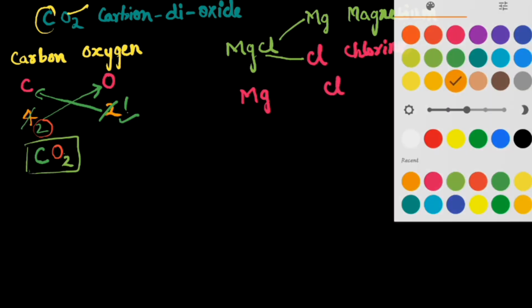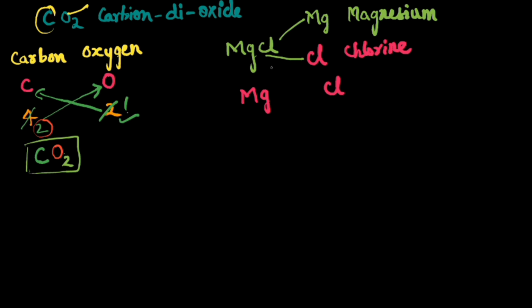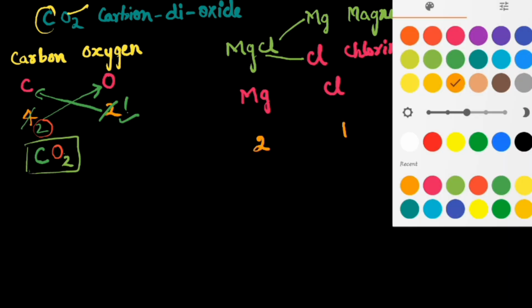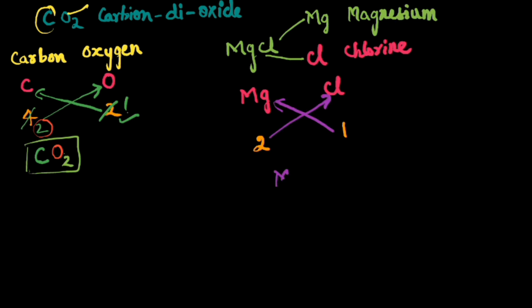Now next, write the valency. How much valency does magnesium have? You need to learn the valencies. Magnesium has a valency of 2, chlorine a valency of 1. Now cross the valencies. The formula will be Mg. How many Mg? 1 Mg. How many chlorine? 2. Cl2. So this will be the formula for magnesium chloride.